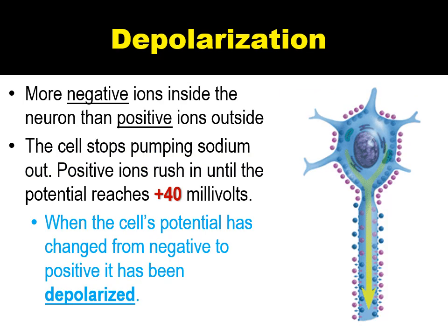When it doesn't keep it balanced, what we have is called depolarization. So we're off balance. There's more negative ions inside the neuron and more positive ions outside. The cell will stop pumping that sodium out. The sodium-potassium pump stops. Positive ions rush in, and it reaches plus 40 millivolts. So now the cell's potential has changed from negative to positive, and it's been depolarized. It's like when we pull you off balance, right? You're walking just fine and somebody comes along and pushes you or pulls you off balance. You're depolarized for a few minutes.